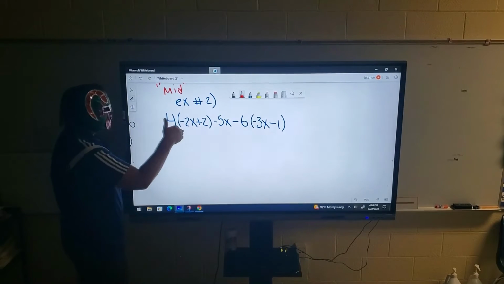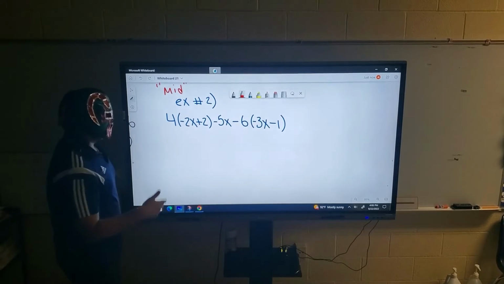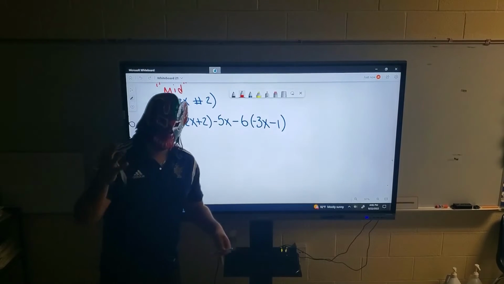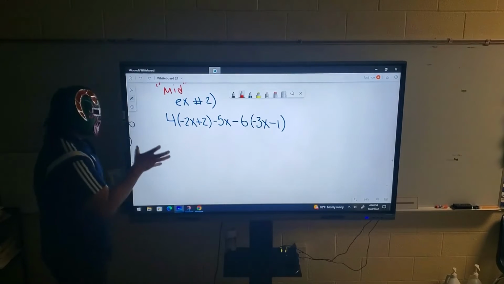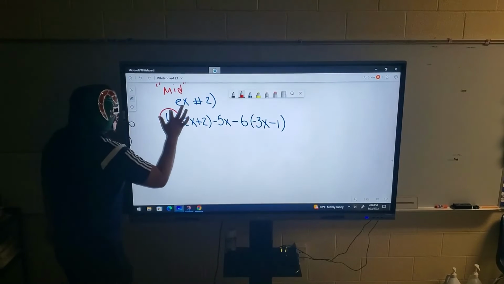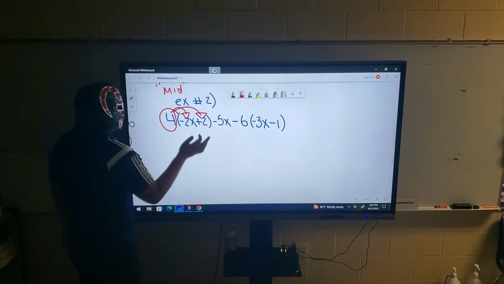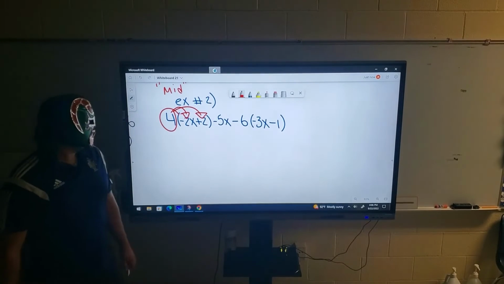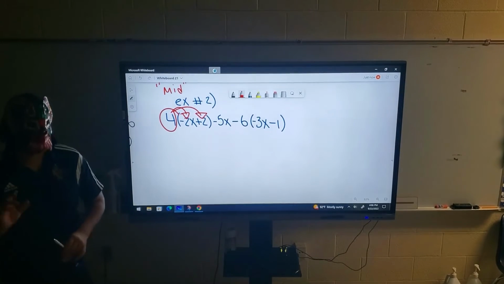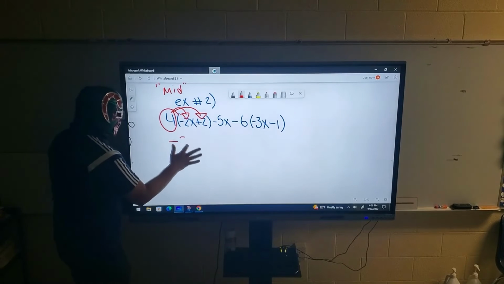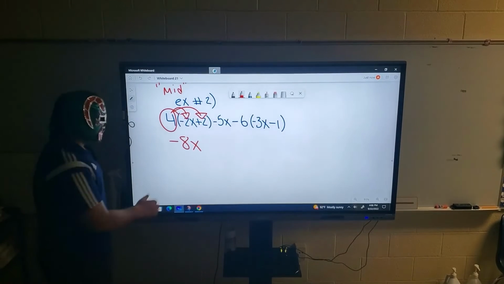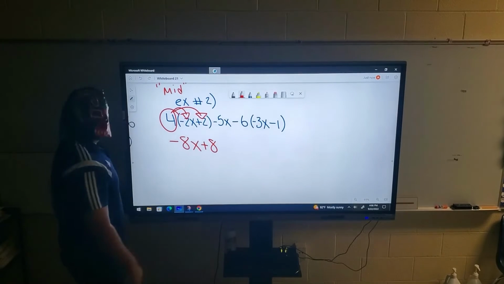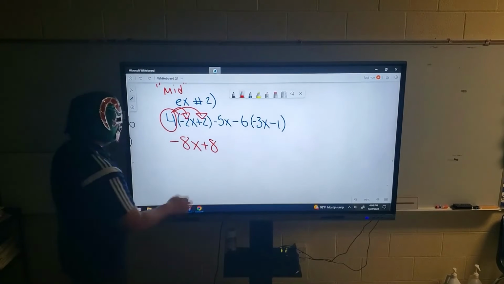So it's 4, parentheses, negative 2x plus 2, close parentheses, minus 5x minus 6, open parentheses, negative 3x minus 1, close parentheses. Again, the parentheses means that you're going to distribute. You're going to get this number that's on the outside and multiply it with everything that's on the inside. So 4 times negative 2 ends up being negative 8x. 4 times positive 2 ends up being 8. We didn't use this guy at all. Just bring it down.